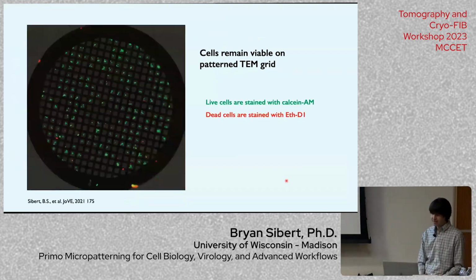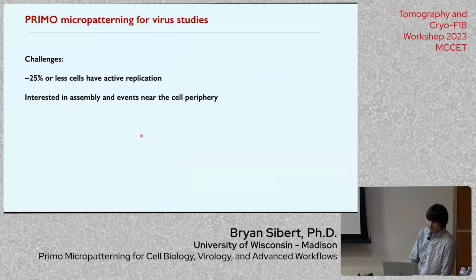The other thing is that the cells need to be alive. So this is a quick live-dead stain. It's showing that we do have cells in the center of squares, but also that most of them are in fact still alive. We're running out of time, so I'll quickly go through different examples of how we've used this.